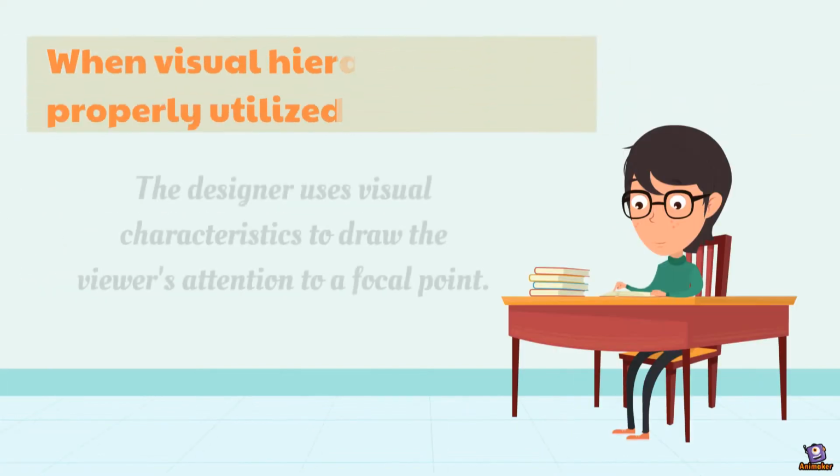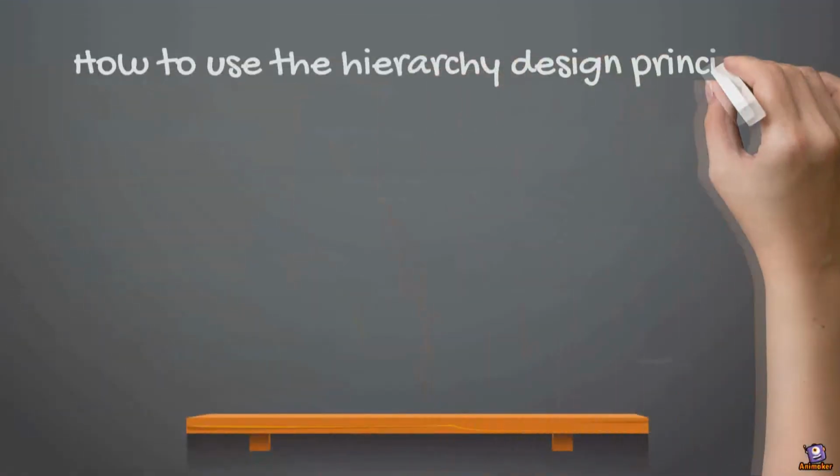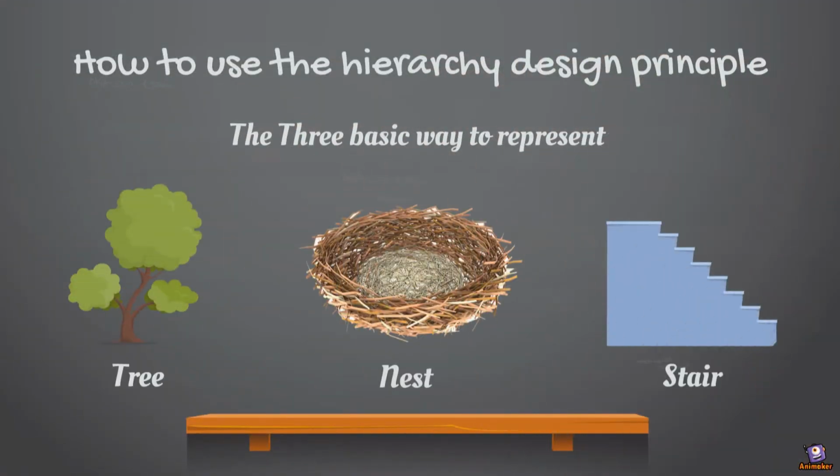When the designer properly utilizes the visual hierarchy, the use of the visual characteristics will keep the viewer's attention on a focal point. The viewer will be happier to read. Let's move on to the last question. How are we using the hierarchy design principle?